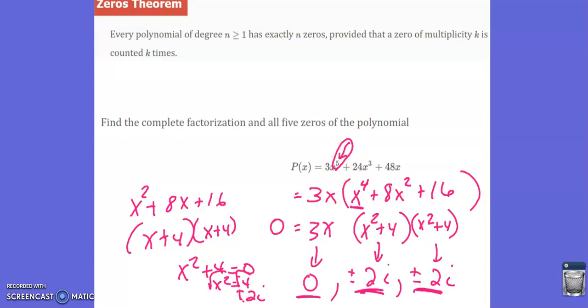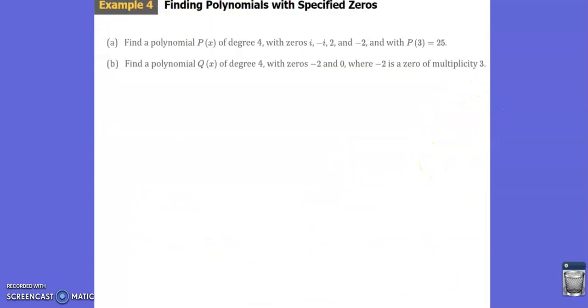So those are 5 possible zeros. And you notice, if we list the multiplicity, positive 2i has a multiplicity of 2, negative 2i has a multiplicity of 2, and 0 just happens one time. So those are all my 5 zeros. All right, so let's look at it from a different perspective.